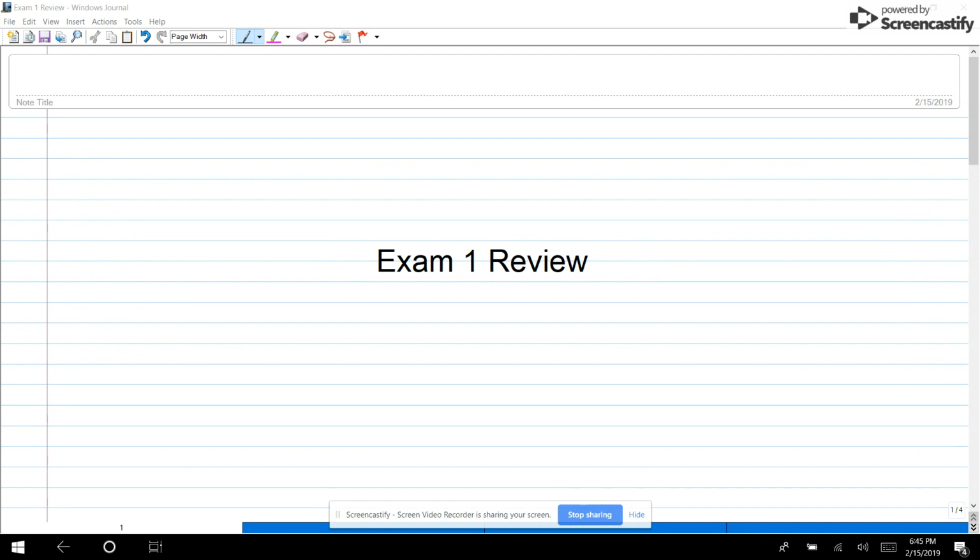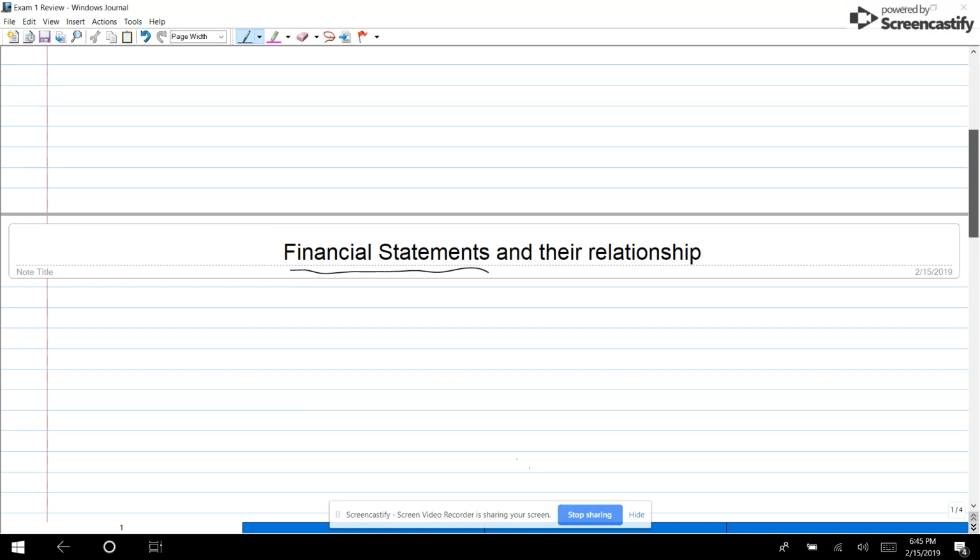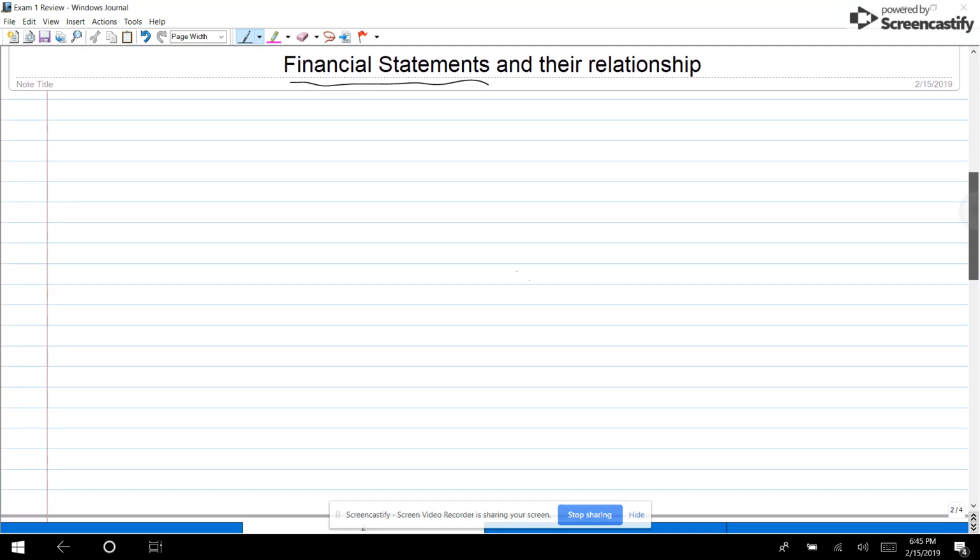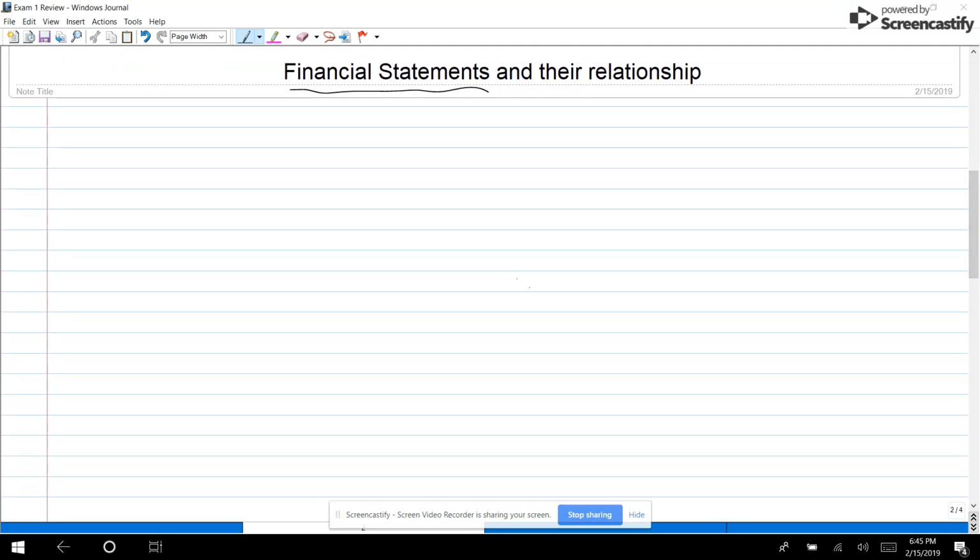Just a reminder that your first exam is on the 19th and it will be on chapters 1, 2, and 4. So with that being said, let's get into some accounting. And before we even do any problems, I just want to go over the relationship between the financial statements and kind of what's on the financial statements, just to review.